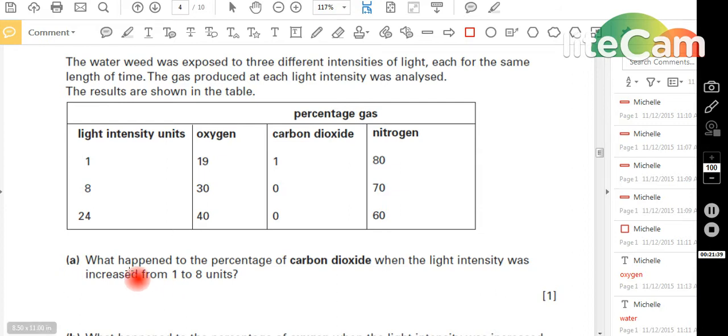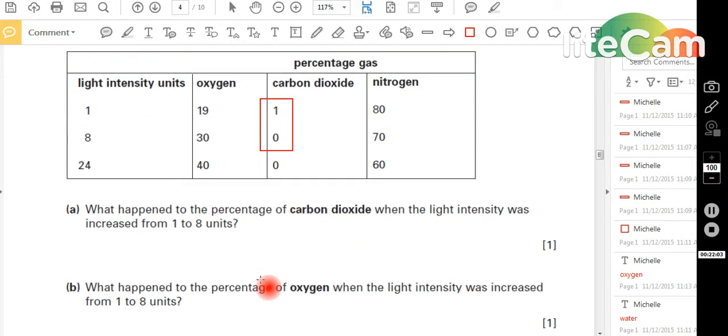Now they ask, what happened to the percentage of carbon dioxide when the light intensity was increased from 1 to 8 units? Okay, so now we have a look, 1 to 8 units, they want to know percentage of carbon dioxide. So we're having a look at those two. What happened? Decreased. Well done. They're not asking you for explanations, nothing. So you simply state that it decreased.